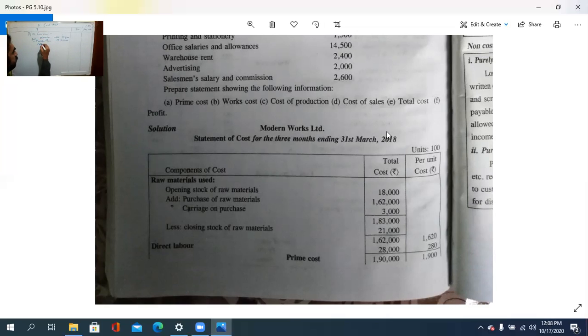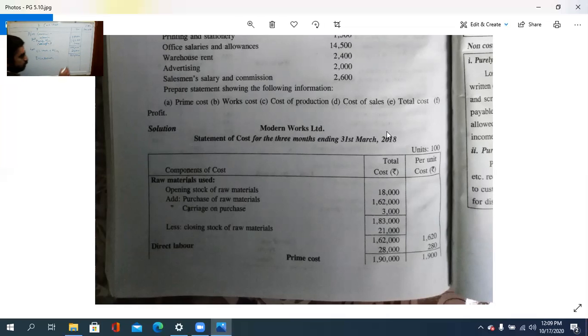So add carriage on purchase. How much is it? 3,000. Yes, this item is coming here. 18,000, then 1,62,000, isn't it? Then 3,000. So how much is it? 1,83,000. Then less closing stock of raw material. How much is it? 21,000. So that is coming in the outer column. Okay, so 1,62,000.